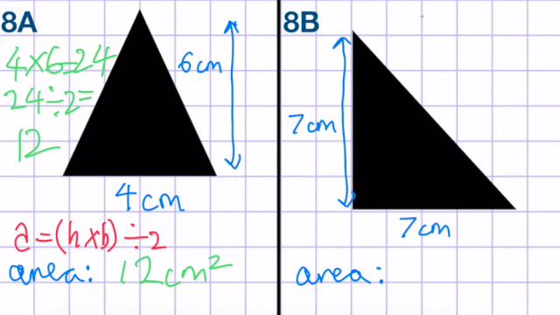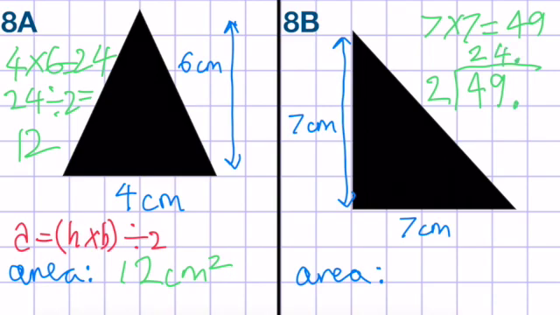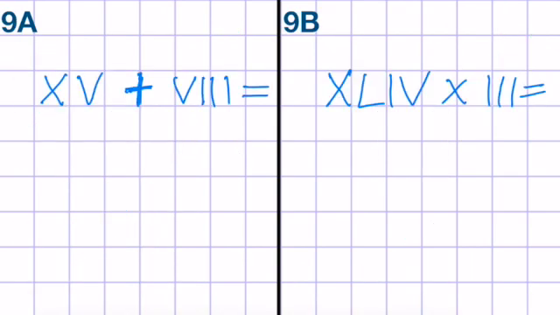This one we need to do 7 times 7, which is 49. Now we need to do 49 divided by 2. 2 goes into 4 2 times. 2 goes into 9 4 times with a remainder of 1. I'm now having to do a decimal remainder. 2 goes into 10 5 times. So the answer is 24.5 centimetres squared for area.